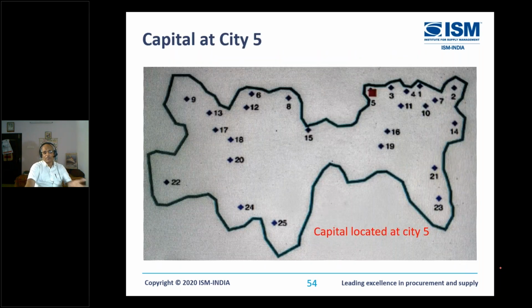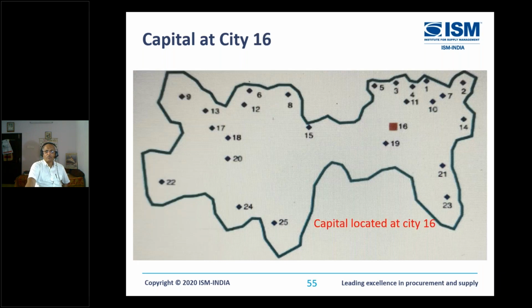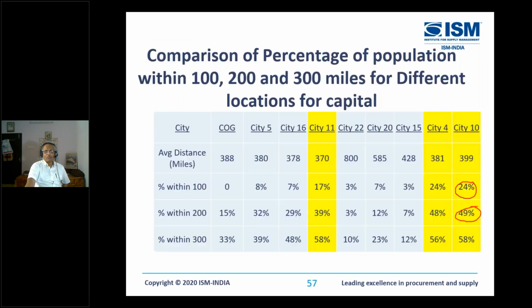So we're coming back to the same problem. We used capital at 5, then went for capital at 16, and went for capital at 11. And we made a comparative chart of the percentage of population within 100, 200, and 300 miles for different locations of the capital. And what we see actually, the average distance in miles for COG is 388, whereas somewhere it is 370, this is a little less, and these are a little more. So you can get a lot of insights into the problem and take the best decisions looking at it.